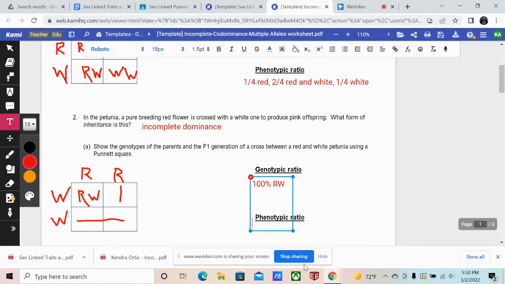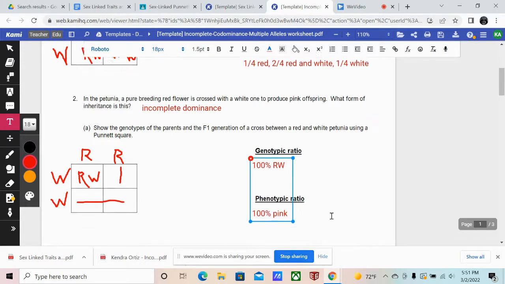And what are these going to look like? If it was codominant, they'd be red and white. But since it's incomplete dominance, 100% of them are going to be pink. Those are all going to be pink flowers.